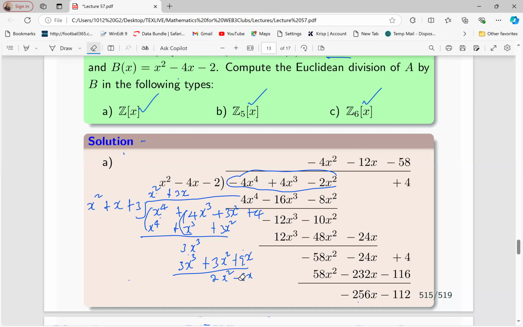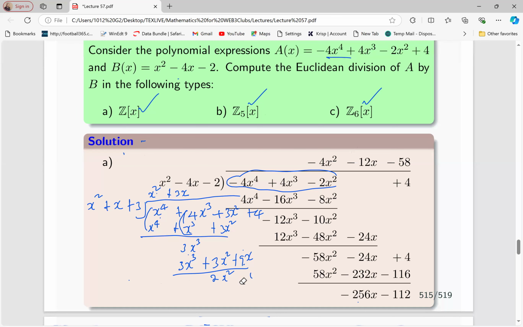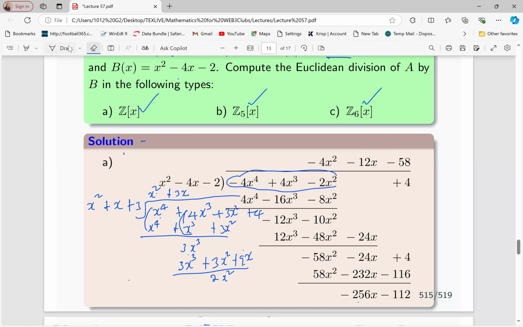I'm not saying it's bad to deal with these negatives. You can still deal with them and get the same answer. But every time we get one, we make it positive. We are working mod 5 throughout.